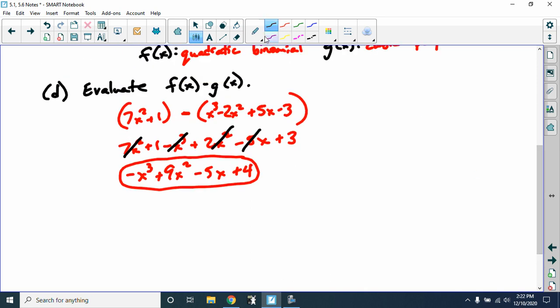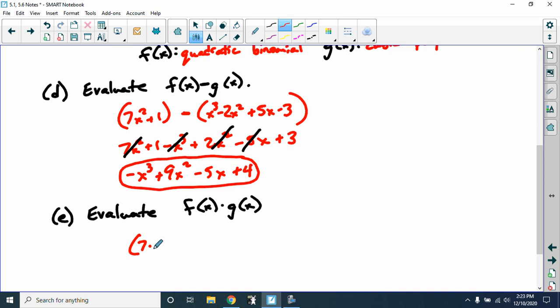One more part to this problem, part E, asks us to evaluate f of x times g of x. This one we were subtracting, now we're multiplying f of x and g of x. So we're taking f of x, 7x squared plus 1, and we are multiplying it times g of x.